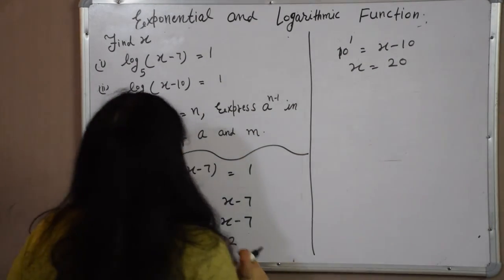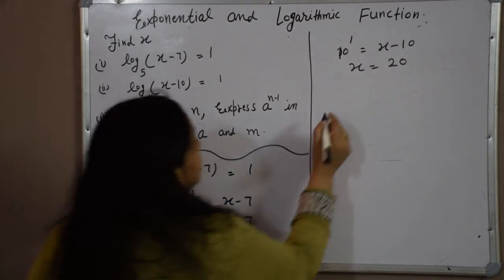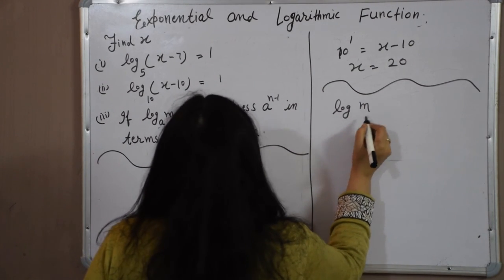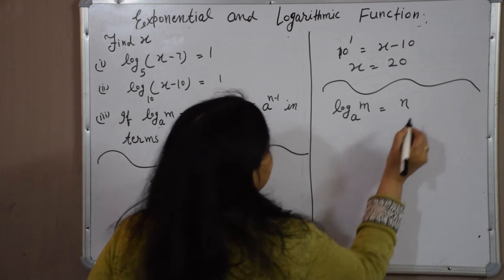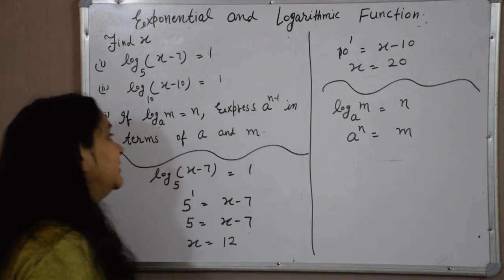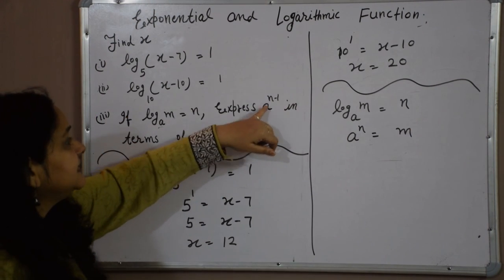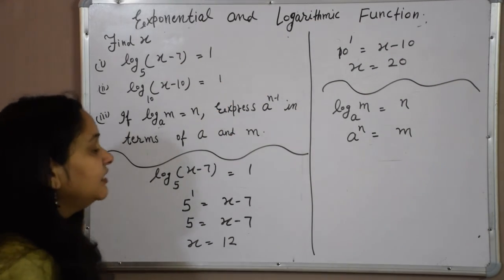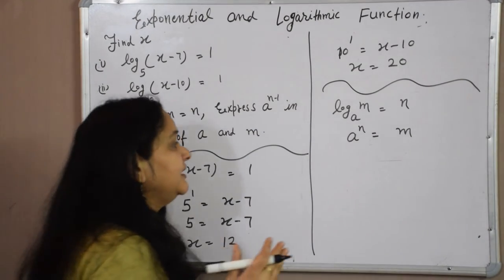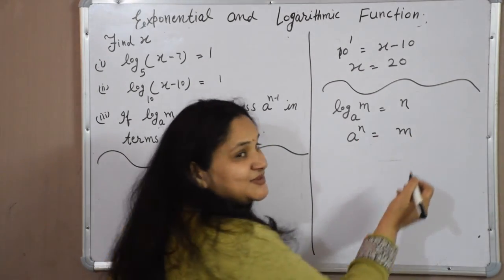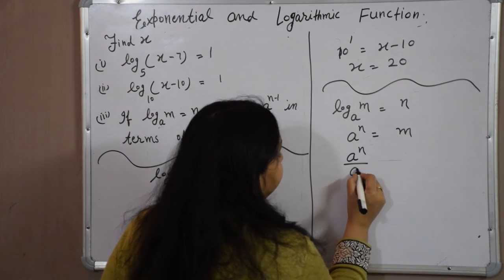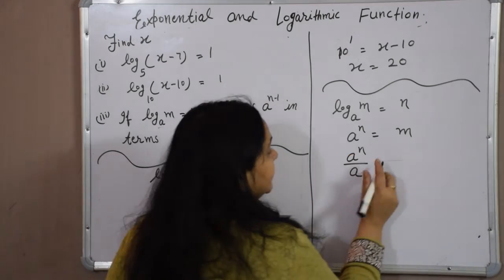It is given to us that log of m to the base a is equal to n, so we can write it like a raised to power n is equal to m in the exponential form. We are converting. Now we have to express a raised to power n minus 1. We have a raised to power n, but we need a raised to power n minus 1. Can we directly do minus 1 from the power? No, it is not like that. We have to divide it by a, so a raised to power n divided by a.